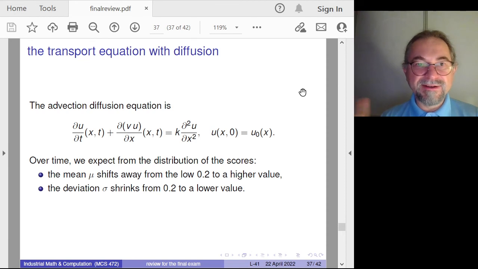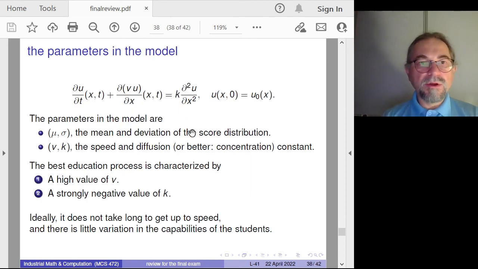There is diffusion, and here the term diffusion is kind of awkward because we have the opposite process of diffusion. So instead of a diffusion constant, you could speak of a concentration constant. If K were 0, then there wouldn't be any diffusion, and you would have the same standard deviation at time t. Okay, so how can one interpret these parameters? We have the mean and the deviation of the distribution of the scores.